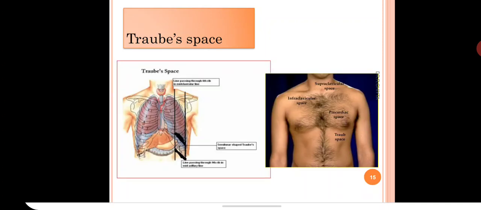So this is what we are telling, the trough space. If you percuss over that area, it should normally be tympanic. If you are not getting the tympanic note, then you should suspect enlargement of the liver, spleen, or maybe pleural effusion.